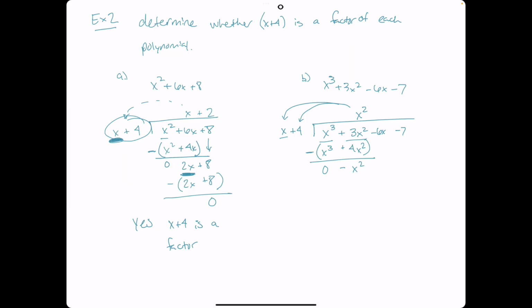Then minus 6x minus 7. It was minus, not plus. So I'm going to bring everything down so it doesn't get lost.